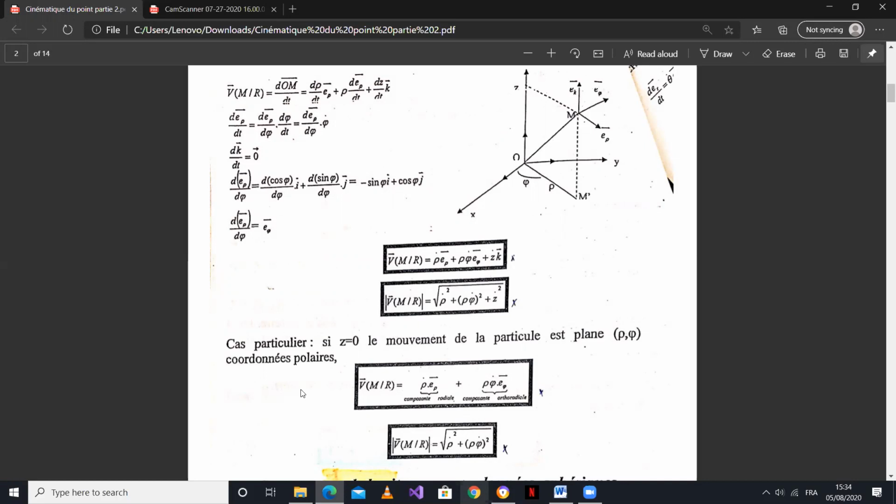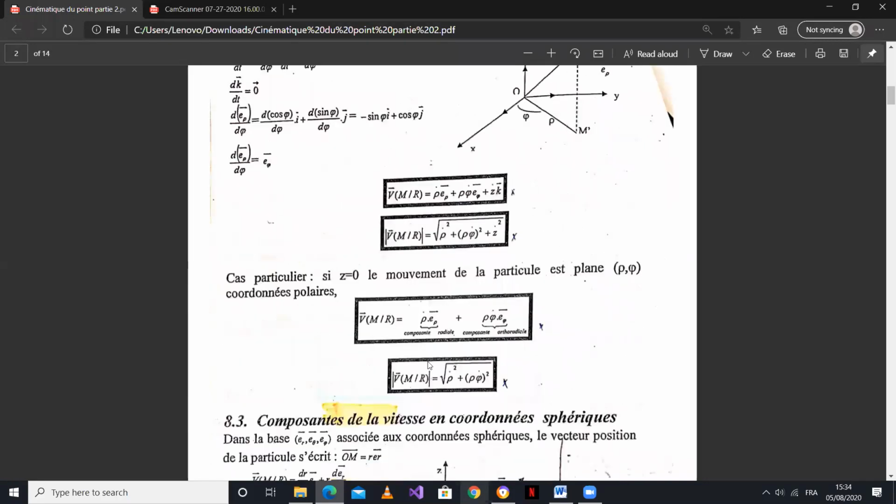Then the magnitude of the Vitess, comme d'hab, you just get these coefficients, rho point carré plus rho phi point carré, and with a racine on top or square root. Is it clear? Oui.